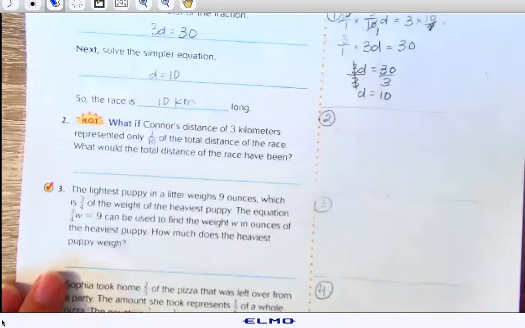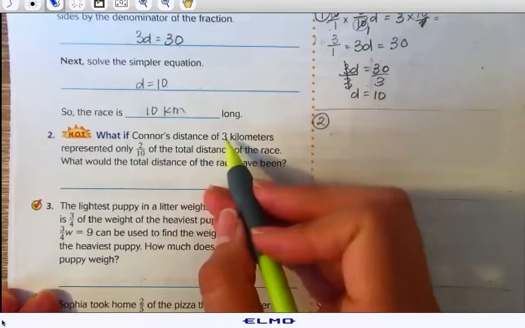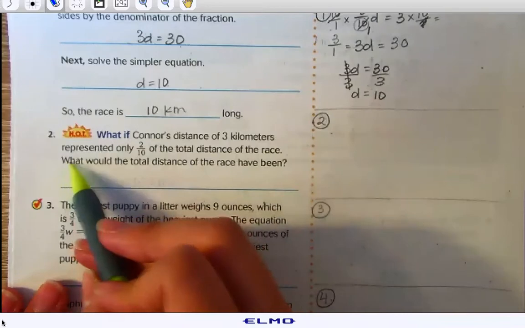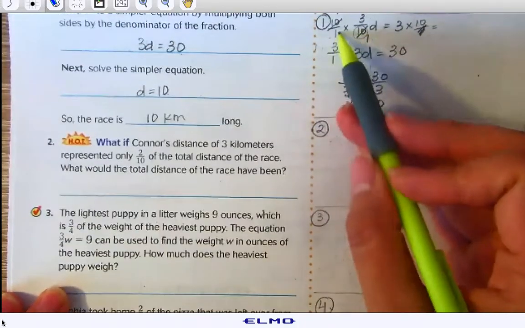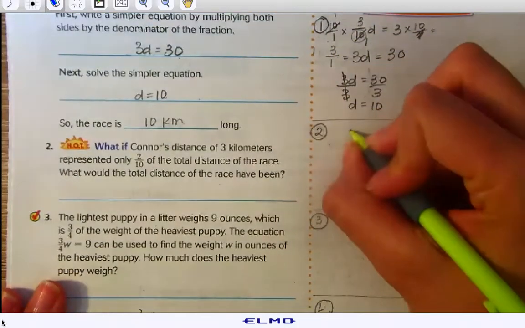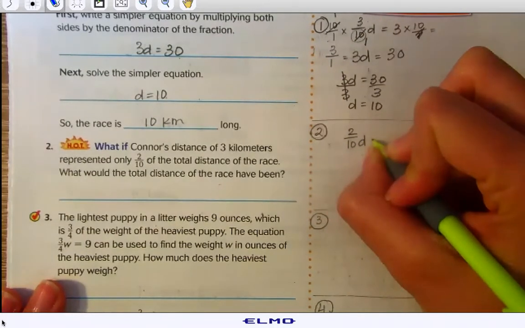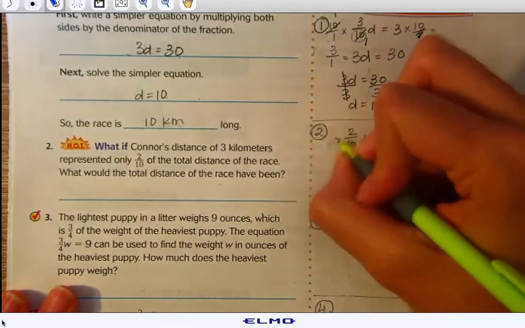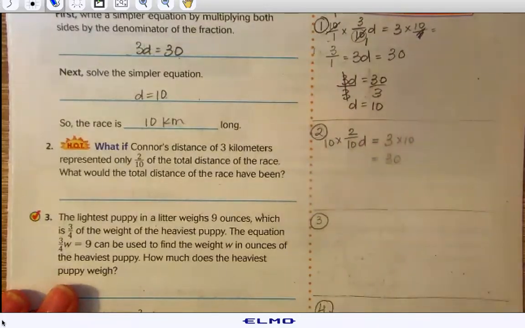All right, let's go on to number 2. What if Connor's distance of 3 kilometers represented only 2/10 of the total distance of the race? What would the total distance of the race have been? So instead of using 3/10 like we did up here in our equation, we're going to do 2/10. So I have 2/10 d equals 3. And again, my denominator is 10, so I'm going to multiply by 10 on each side. 3 times 10 equals 30.